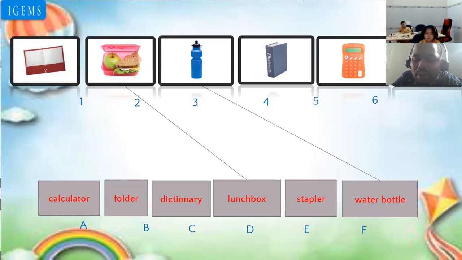Let's go on. What is number 1? Folder. That is right. And what was number 4? What's number 4?